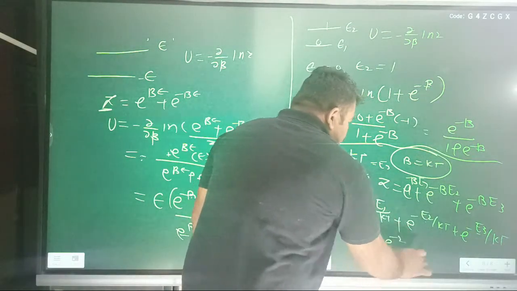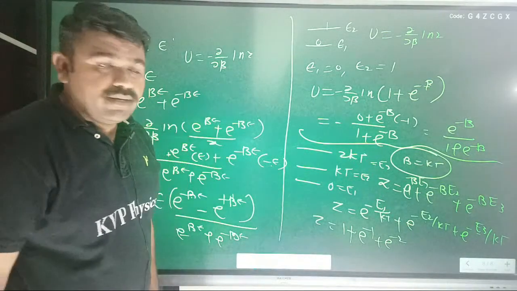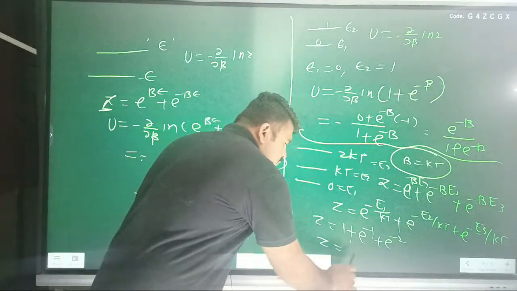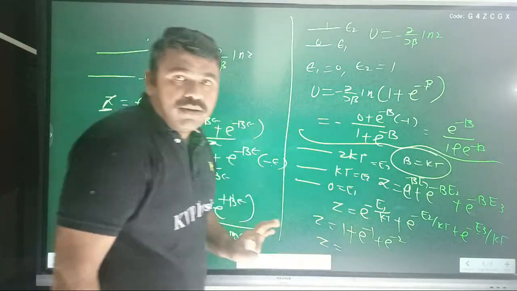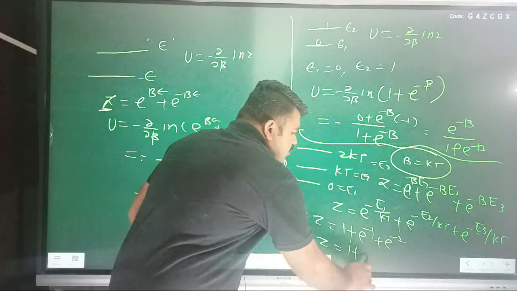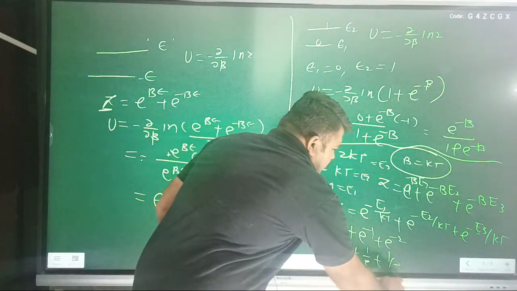E to the power minus 2. And z is equal to how much? Z is equal to simply 1 plus e to the power minus 1 plus e to the power minus 2, which means this is 1 upon e plus 1 upon e square.